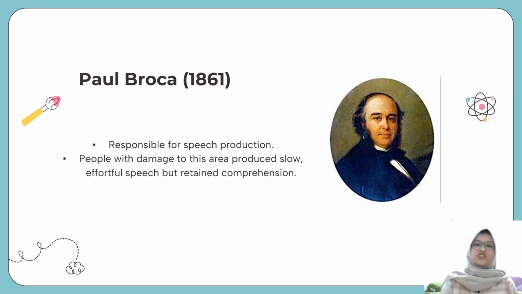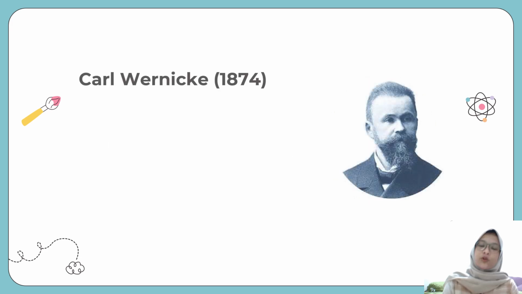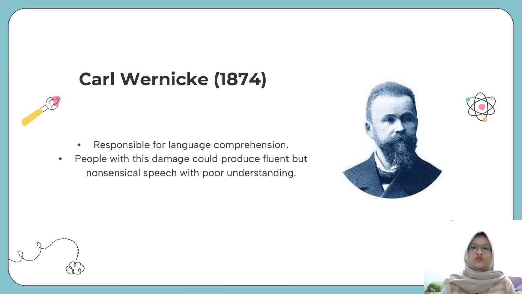Well, the research that was done by Carl Wernicke in 1874, he also researching in the specific area in the left hemisphere, in the second gyrus of the left temporal lobe. He later known that people that have this damage, it affected their language comprehension. So people with this damage, they could pronounce the word fluently, but in nonsensical speech, and they have poor understanding.